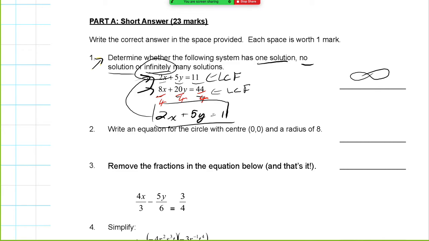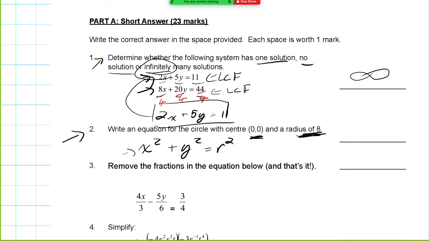We're going to focus on the second question here. And this one asks to write the equation of a circle with the center 0 and the radius of 8. So one of the things we need to remember is the standard equation of a circle, which is usually written as x squared plus y squared is equal to r squared, where r stands for the radius.